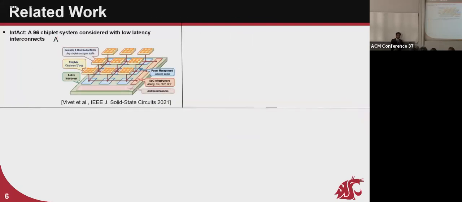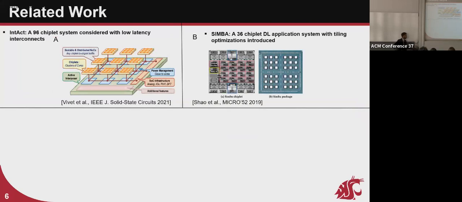There has been related work in this field, starting with Pascal Vivet's work called Intact, which is a 96 chiplet system that put the baseline for lower latency interconnects. Next was a Stanford and NVIDIA joint contribution called Simba. Simba is a 36 chiplet DL application system which introduced tiling optimization in the first place, where they were creating an application-specific NOI on the 2D mesh.